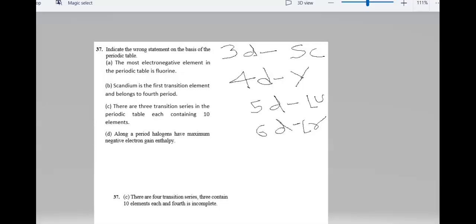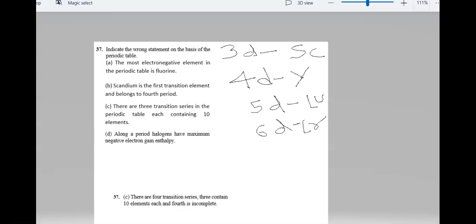And there are 3 transition series in the periodic table, each containing 10 elements. That is a wrong statement because there are 4 transition series. I have written it here: 3d, 4d, 5d, 6d. There are 4 transition series. The first element of the 3d series is scandium. The first element of the 4d series is yttrium, symbol Y. The first element of the 5d series is lutetium, symbol Lu. And the first element of the 6d series is lawrencium.